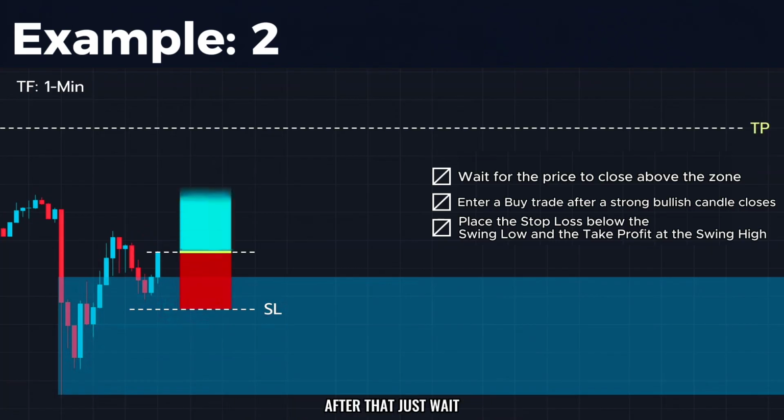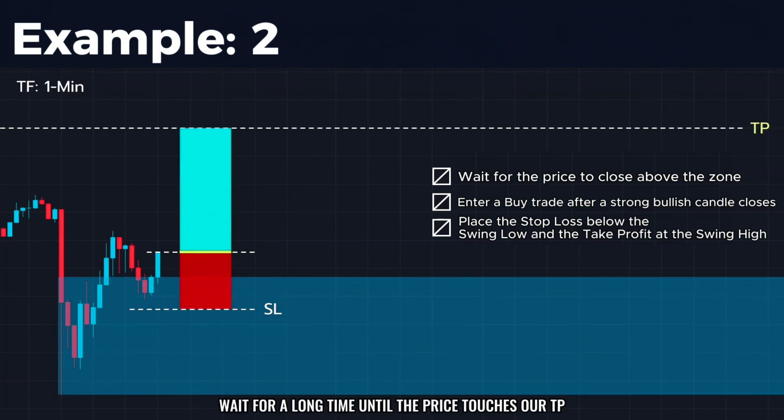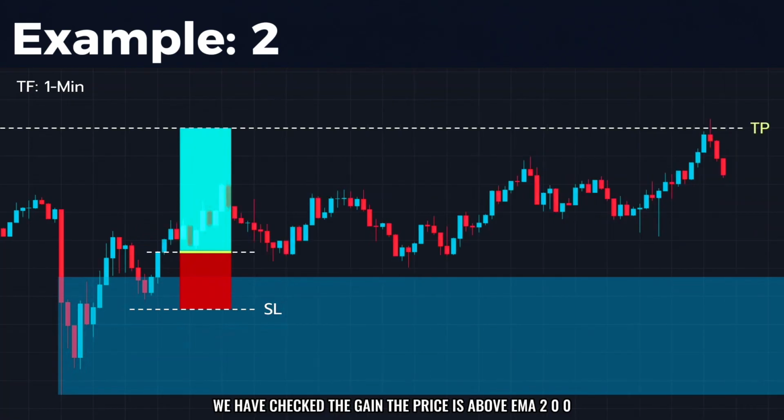After that, just wait. Wait for a long time until the price touches our TP. After touching, we get another profit. The third example. The price is still in an uptrend market. We have checked the conditions. The price is above EMA 200. It is considered to pass the check.